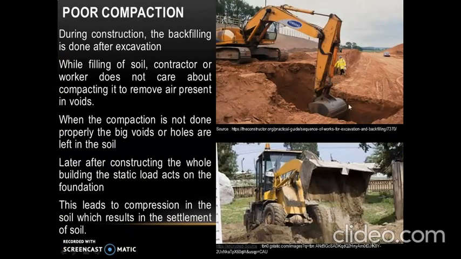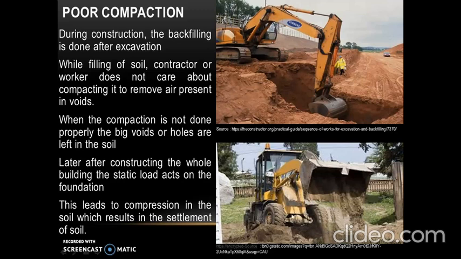So during construction, we know that the soil will be excavated, and after laying the foundation, the soil is filled back. That means backfilling is done. While filling the soil, if the contractor does not care about compacting the soil, then there may be voids which would contain air.